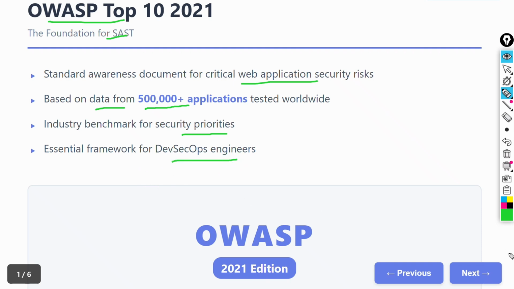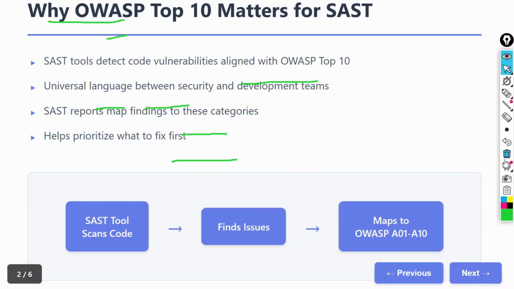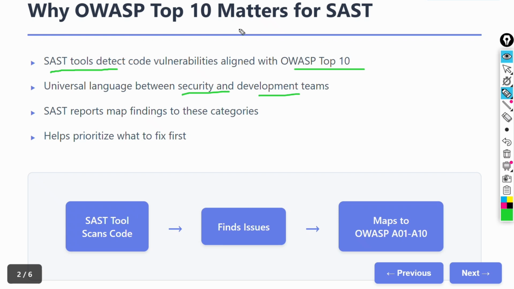Let us now discuss exactly why the OWASP Top 10 matters in SAST. Basically, SAST tools detect code vulnerabilities aligned with the OWASP Top 10. So the universal language between the security and development teams is the OWASP Top 10, whatever comes under the OWASP Top 10 for web application security testing. That is the common language for the security team and developers. And here the SAST reports map the findings to these categories. So it helps to prioritize what to fix first, and the developer can prioritize fixing the issues.